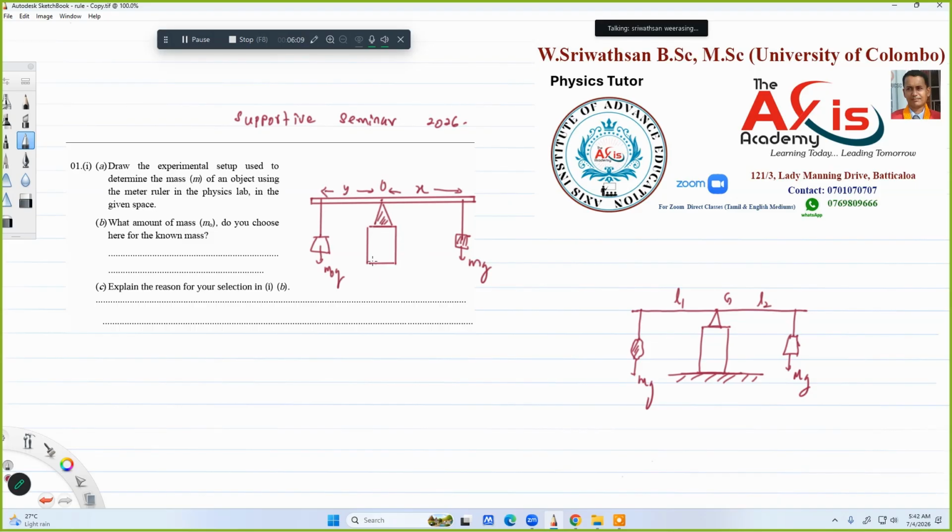More importantly, we have to indicate everything. This is the wooden block. This is the knife edge. This is the unknown mass, and this one is the known mass. This mass is nearly equal to this, and only then can x and y be measured in a wider range. This is the meter ruler. So this is the possible experimental setup.